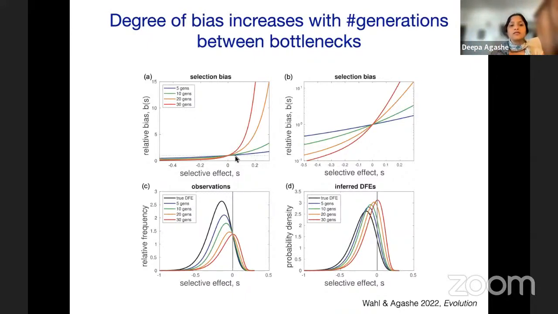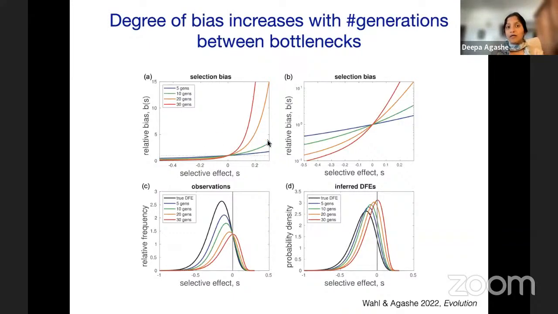What you can see is that in general, as your selective effect increases, so these are strongly beneficial mutations, they are more likely to generate bias in your outcomes in the end. So they're likely to be proportionally overrepresented in the population. And that degree of overrepresentation is higher when you have more generations of growth. The red lines here with 30 generations of growth are ramping up much faster compared to the green line, which is 10 generations of growth.